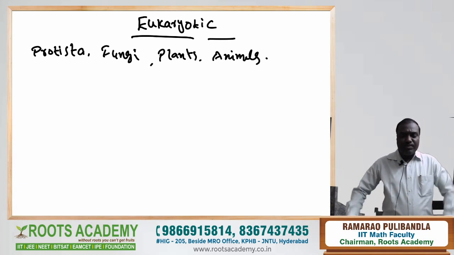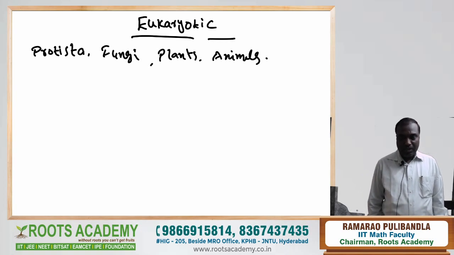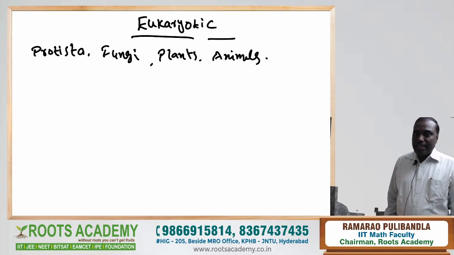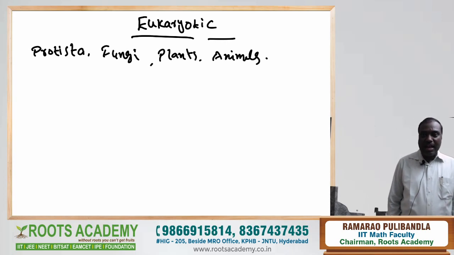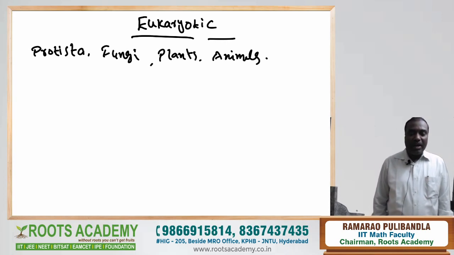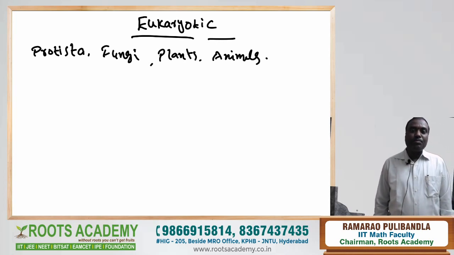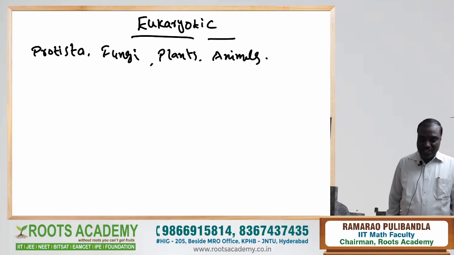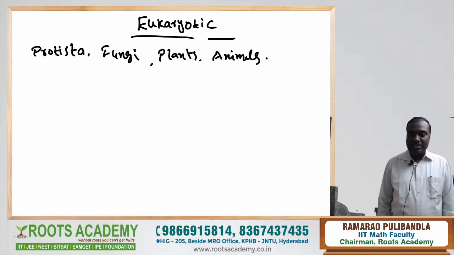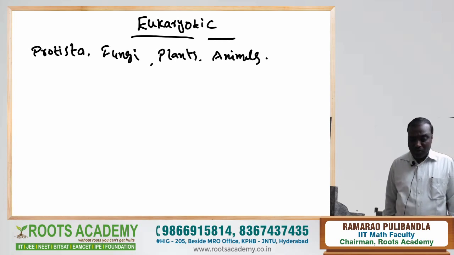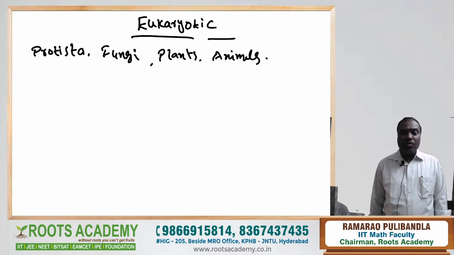What is the main difference between the prokaryotic cell and eukaryotic cell? The prokaryotic cell does not contain a well-defined nucleus. Well-defined nucleus means the nucleus is not surrounded by nuclear envelope. So, well-defined nucleus and all cell organelles are absent in prokaryotic cell, except 70S type of ribosomes. Apart from prokaryotic cell, the eukaryotic cell consists of the well-developed nucleus and all cell organelles, membrane-bound cell organelles and non-membrane-bound cell organelles. All those are present in the eukaryotic cell.